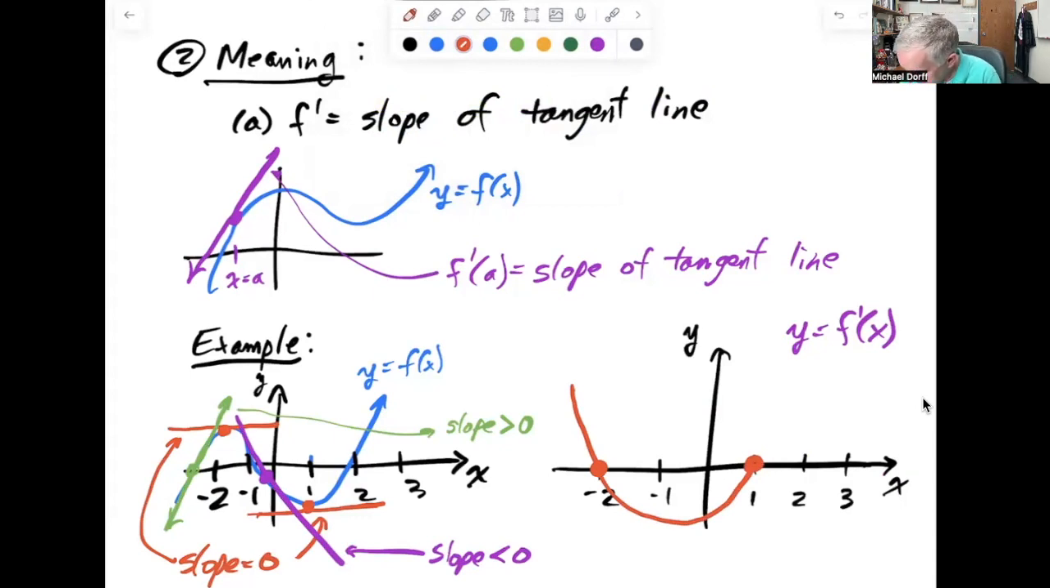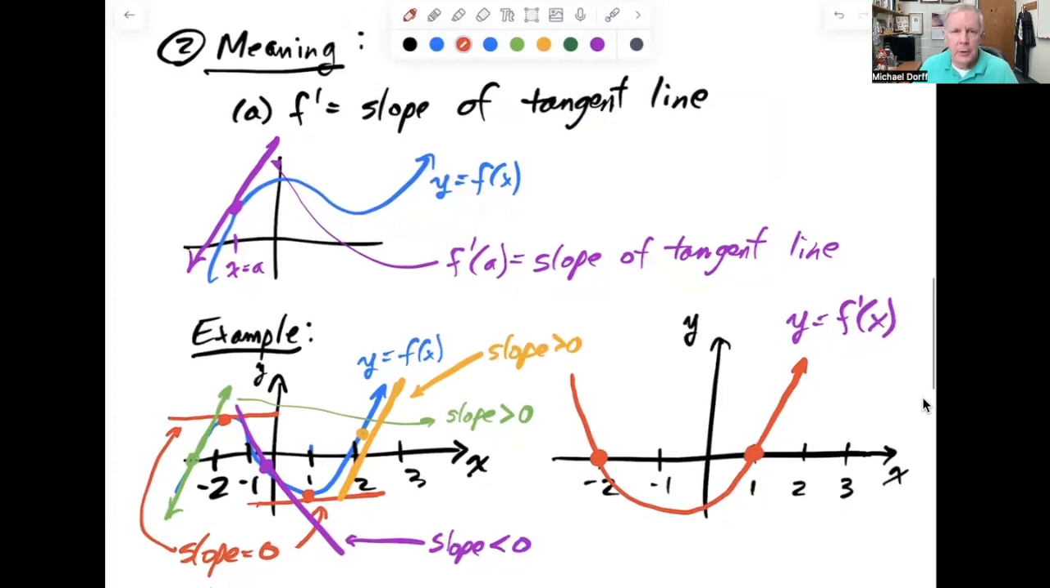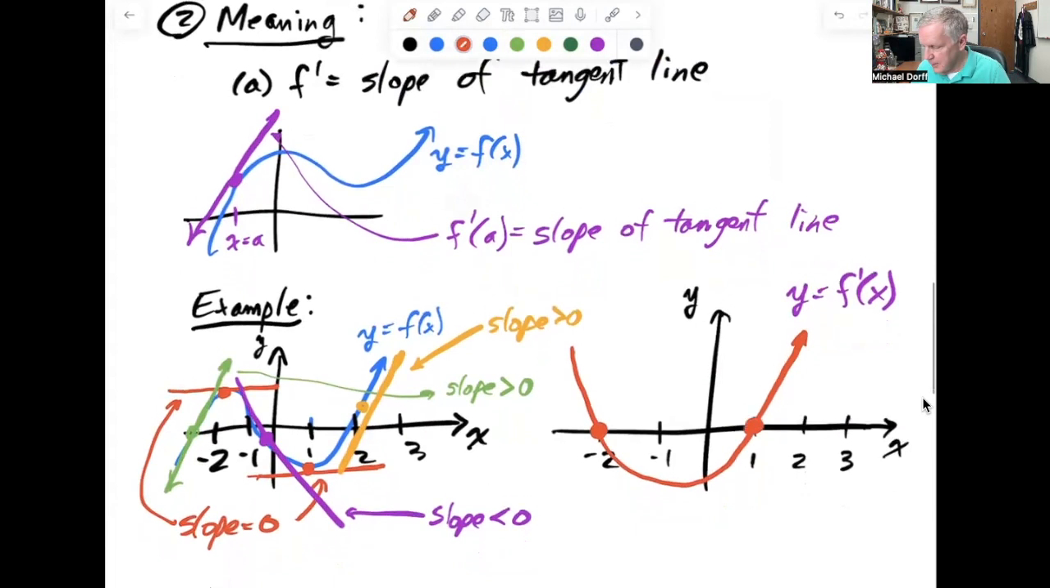And then finally, if I take a point on my blue graph where x is larger than 1, draw the tangent line there, I don't know the exact value, but I know that that's going to be a positive value. And so when I go over to the graph of the derivative, it should be above the x-axis. And that's a sketch of what the graph of the derivative would look like for the blue function that I was given there. So again, one of the meanings of derivatives is that it's the slope of the tangent line.